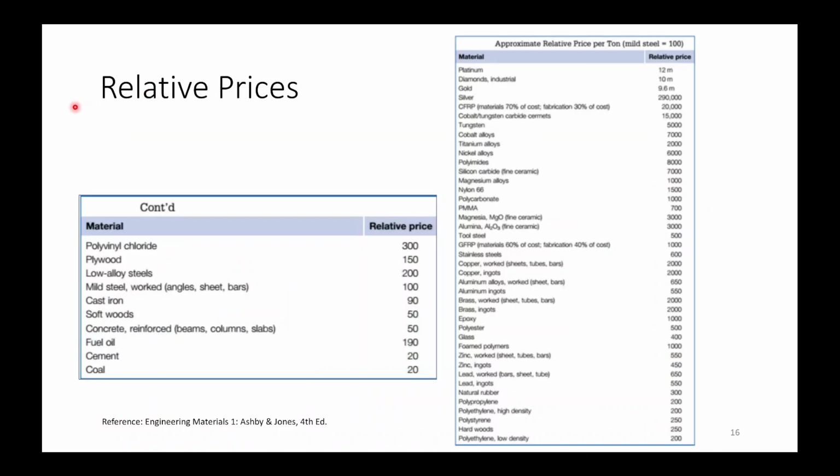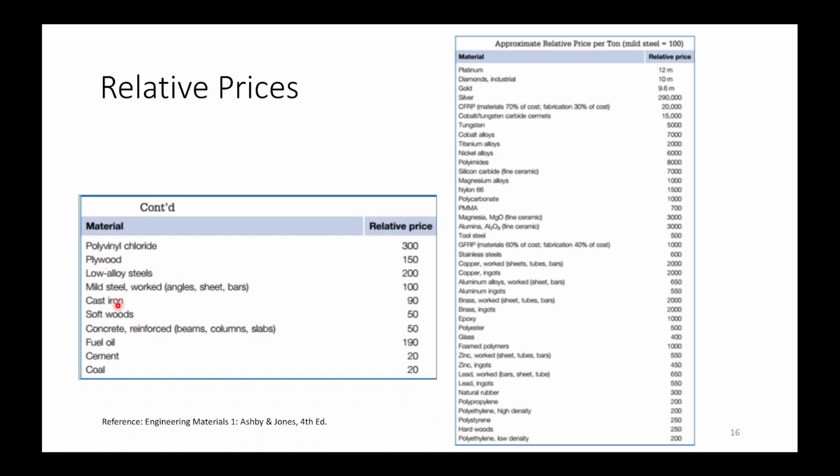Now another important aspect is relative prices. If we try to select a certain material for a particular application, we have to consider its cost as well. For example, these are the costs that are given. Say I'm trying to make wires, so I can choose aluminium, I can choose gold, I can choose silver. Among these, aluminium is the cheapest, so I'm more likely to go for aluminium than for gold and silver, which are very expensive, as given here.